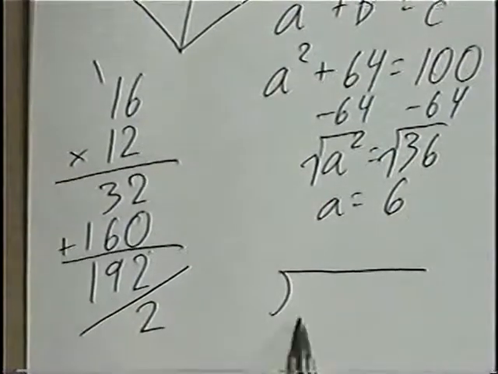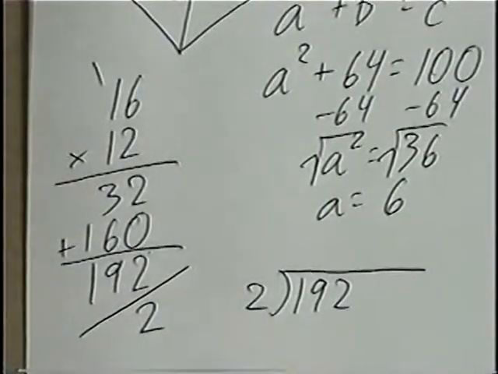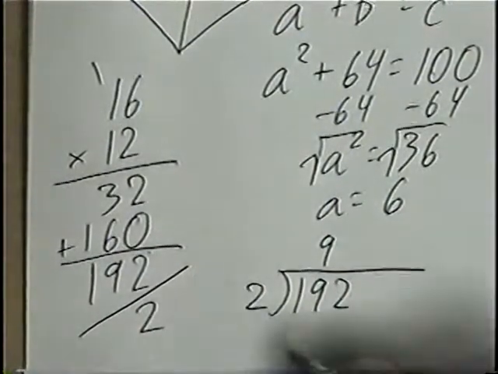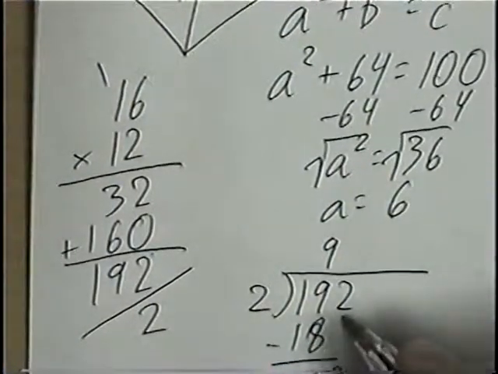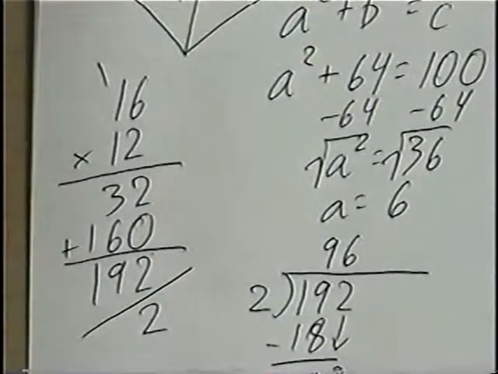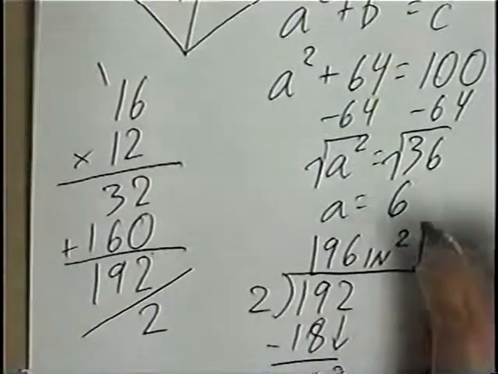Using long division, 192 we can put on the inside of the division symbol, dividing by 2 on the outside. 2 goes into 19, 9 times. 9 times 2 would be 18. Subtracting and bringing the 2 down. 2 goes into 12 6 times. Multiplying, there's no remainder. So the answer to the question would be 96. Looking back at the original diagram, the units were in inches, so the answer would be 96 inches squared.